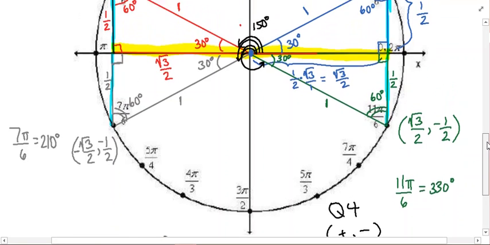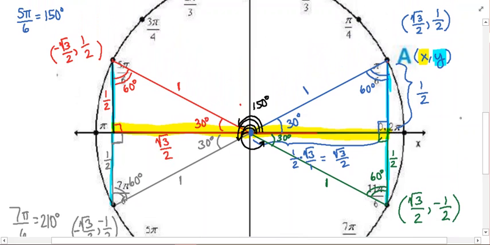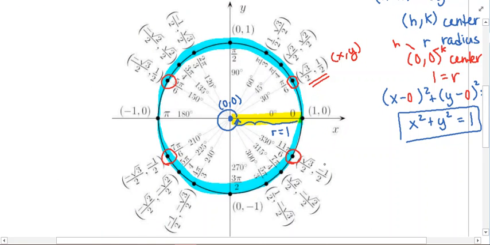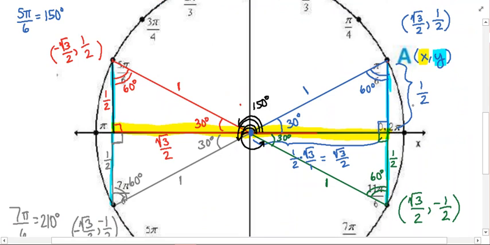So there are the coordinates at each of those four angles. You can return to the unit circle on page 1 and confirm that's what they are. But now you actually see where they came from.